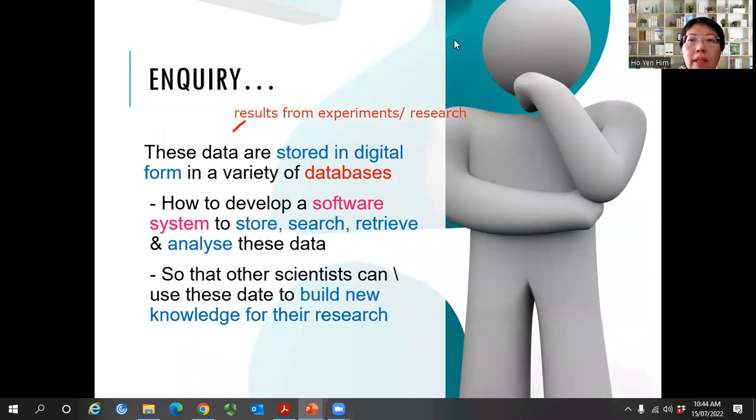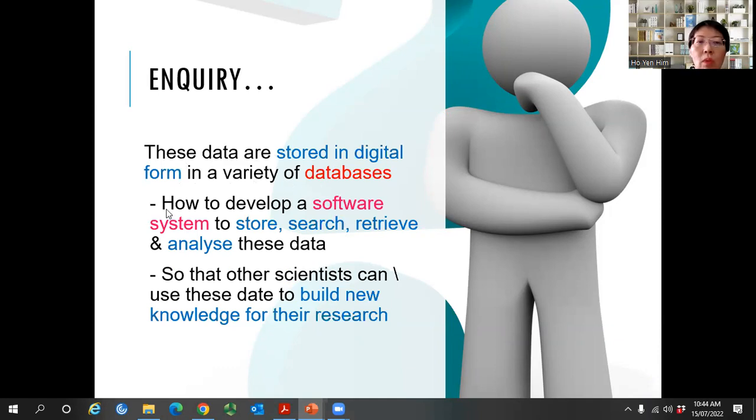So the question now is, these data are stored in digital form in a variety of databases. Let's say, for example, you are from Taylor's College. Maybe Taylor's College has a cloud system, an online storage system where all the lecturers and professors and also the students, when they've done research and got their findings, presented papers, have this data stored in the databases of Taylor's College or Taylor's University. It's only accessible to the staff and students there. So these data are stored in digital form in a variety of databases everywhere in the world.